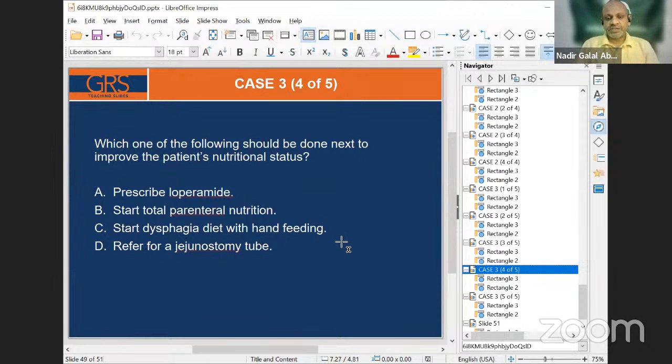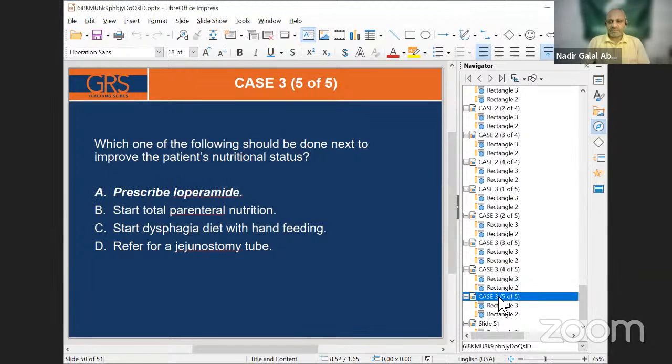So you can send your answers in the chat. Some say B, one says C, some say B. So between B and B, the answer is A for this patient.